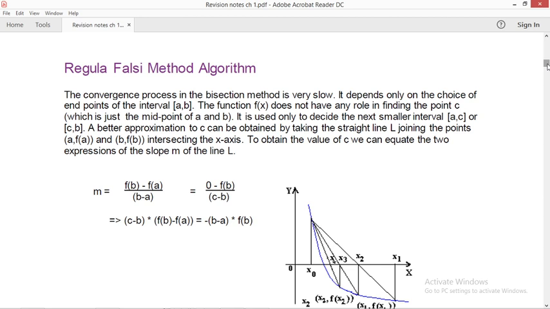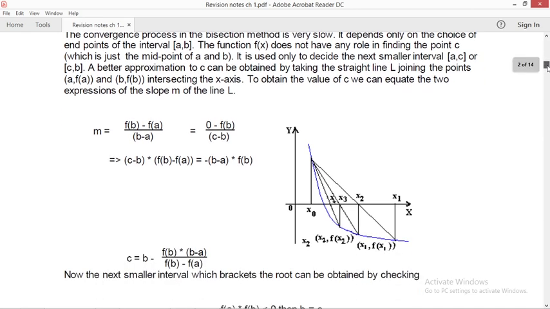A better approximation to c can be obtained by taking the straight line L joining the two points (a, f(a)) and (b, f(b)) intersecting the x-axis. To obtain the value of c, we can equate the two expressions of the slope m of the line L. So now you know that the slope (f(b) minus f(a)) upon (b minus a) is used to find the value of c.